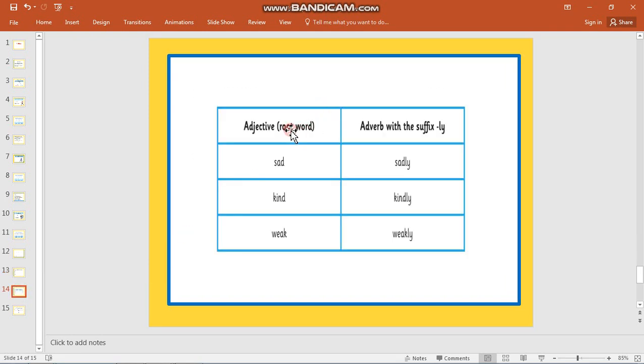In this example then, the adjective, the root word sad, when I add the suffix ly to the end, the word becomes sadly. Kind, kindly. Weak, weakly.